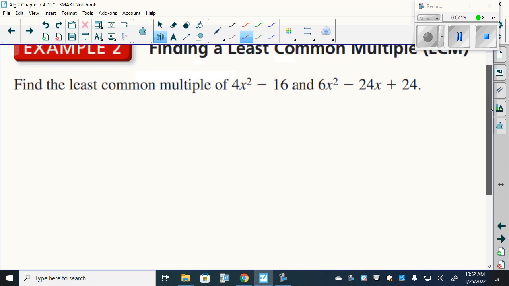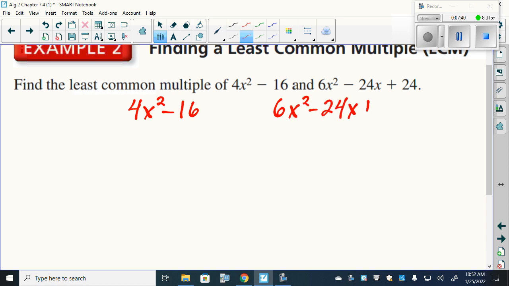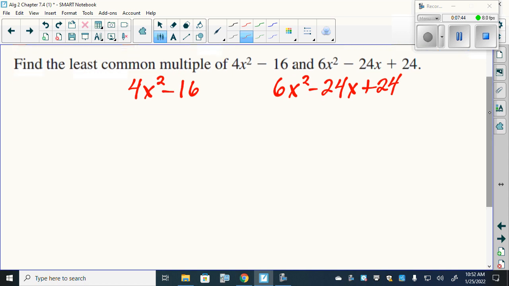So the first thing we're going to really look at is finding least common multiples between two things. So when we look at these two things, to find the least common multiple, the best thing to do is going to be to factor them. So the 4x squared minus 16 and our 6x squared minus 24x plus 24. It's going to make this a lot easier to work with if we have these factored down.